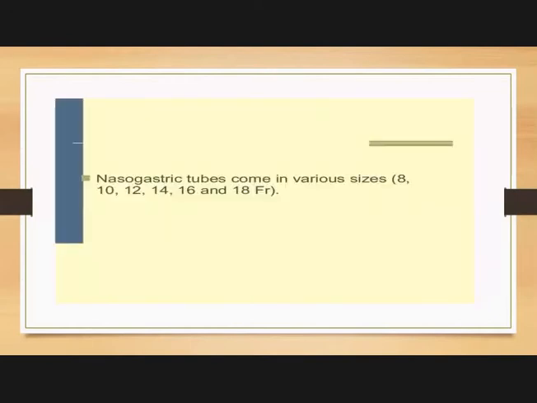Okay. Now the size. Nasogastric tubes come in various sizes, starting from 8, 10, 12, 14, 16, and 18 French. Most commonly, we use 18 French for adults.